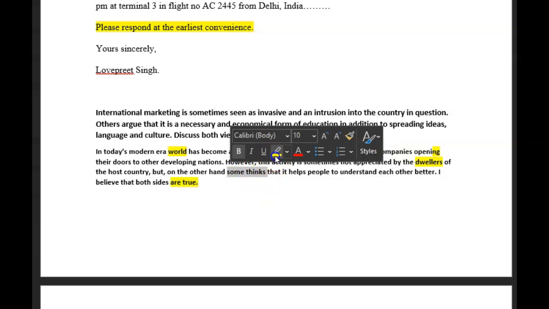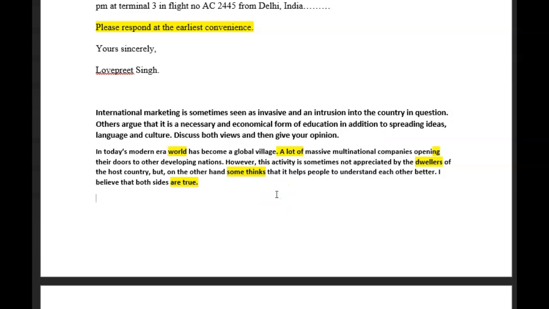I say, yeah, it is thought that this helps people to understand each other better. I believe both sides are true. Be careful, because it's asked you to give your opinion. Now, when it wants you to give your opinion, you cannot say that you agree with both sides. You can discuss the views, but you must give your opinion as well.